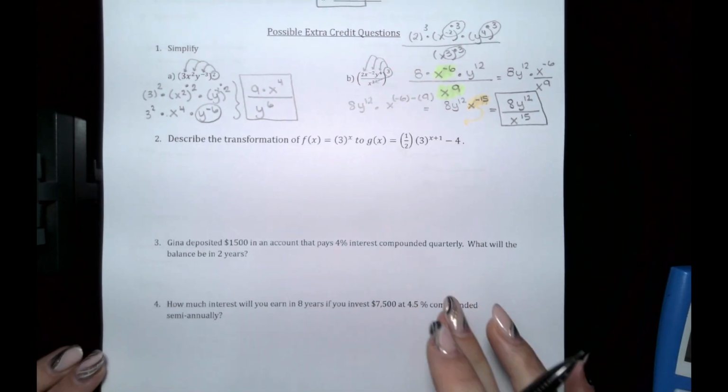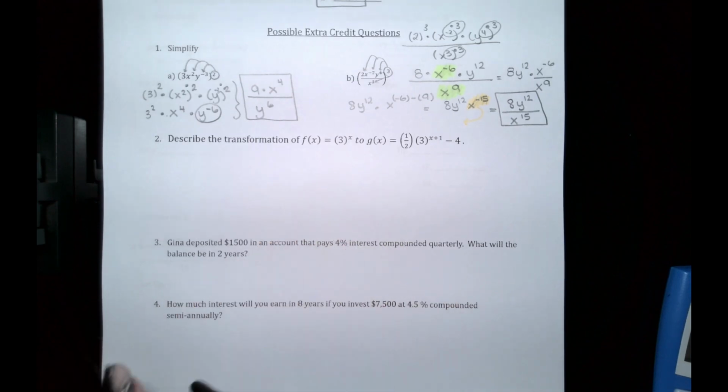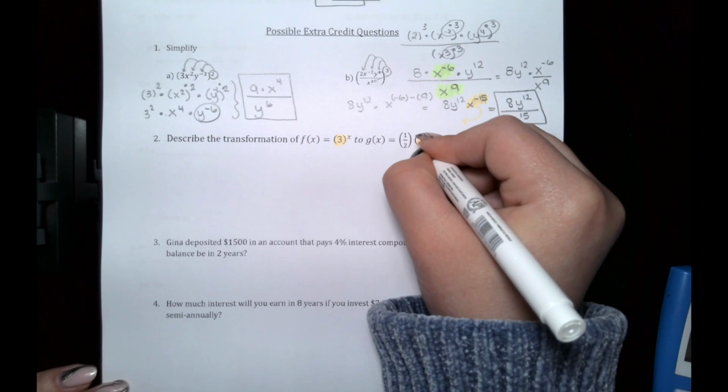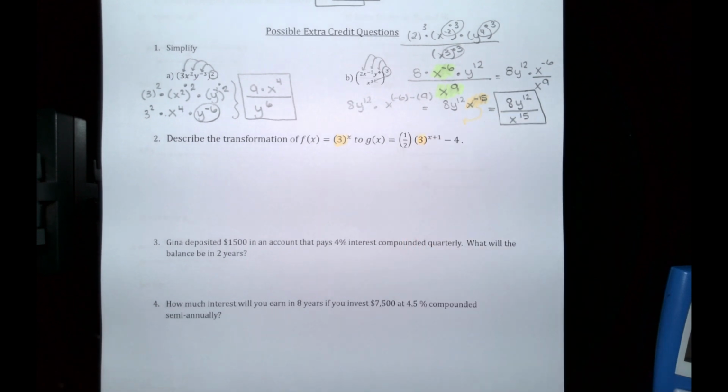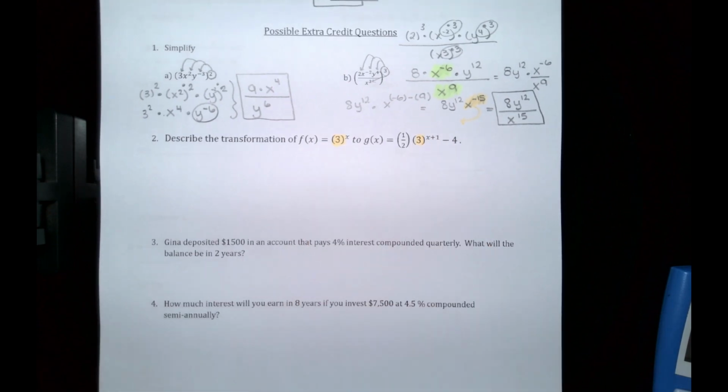Next one we have is describe the transformation. Now this, I believe a similar question was on your chapter 6 exam, and I saw different questions, so I wanted to go through it. Since they are giving you this 3, you don't need to describe what happens to that 3. That 3 was in the parent function, so it doesn't change.